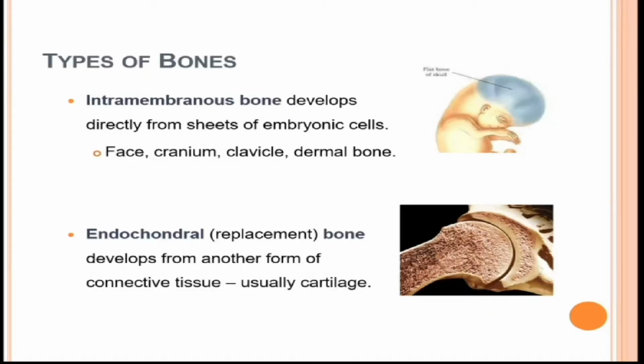So types of the bone depending on the origin. Intramembranous bones are those bones which are formed in the embryonic cells, or in the fetus from those germ layers.